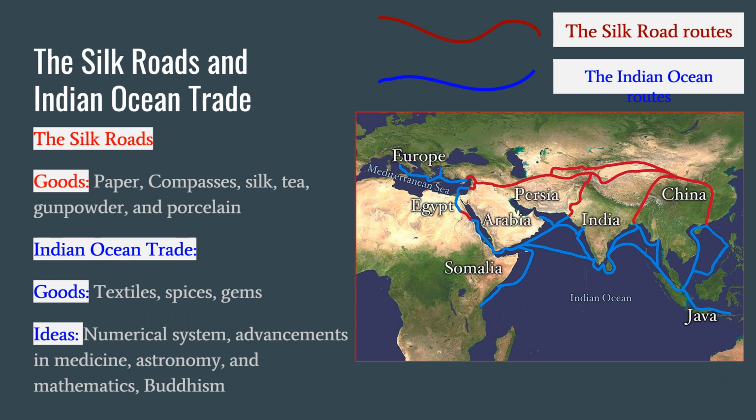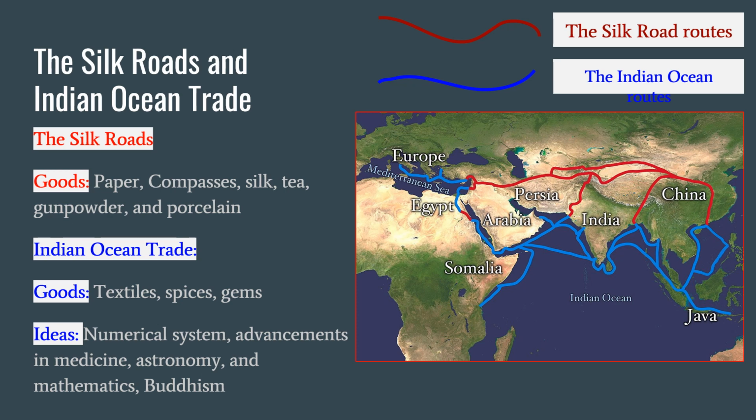And in terms of just looking at each of these a little bit closer, the first one we're going to look at is the Silk Road. With the Silk Road and the Indian Ocean trade routes, as far as the Silk Road goes, you have paper being traded along this route, compasses, silk, tea, gunpowder, porcelain. All of these are coming from Asia, where a lot of these were originally created, to Europe, and allowing those goods to be discovered by new markets and new people.